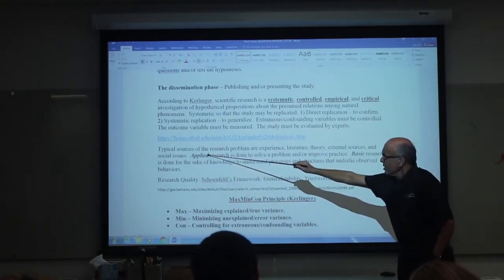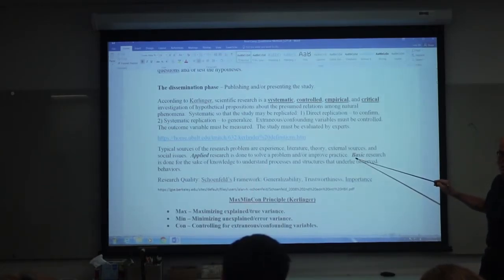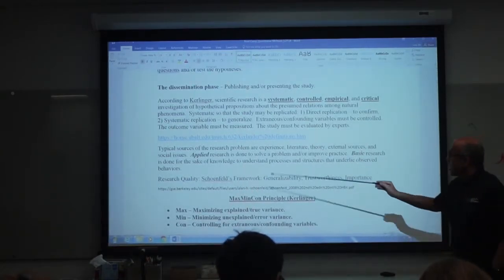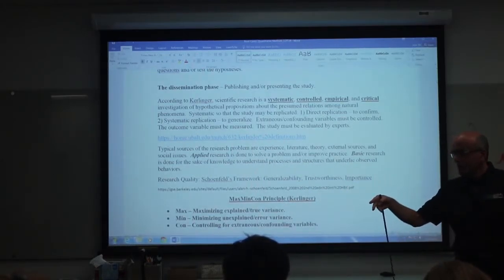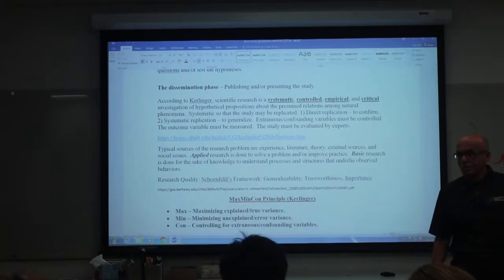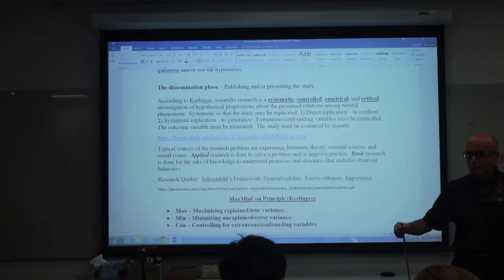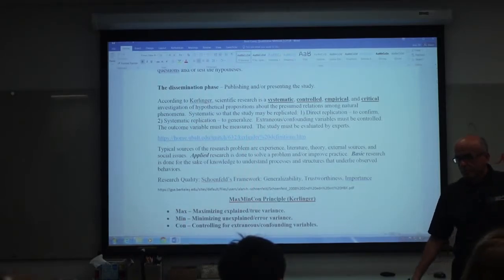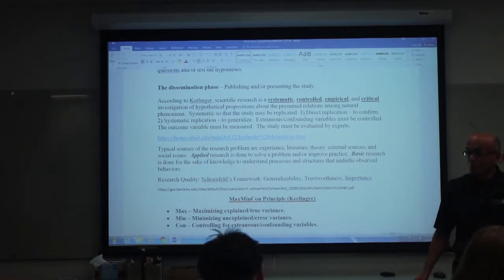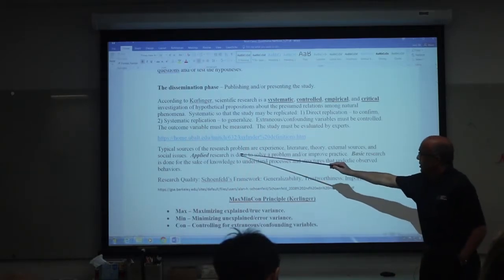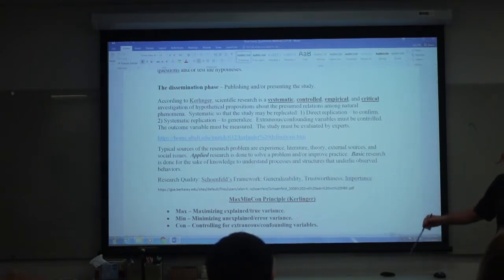The research is either applied or basic. Applied research, you do it to solve a problem. You identify a problem, then you do your research to solve the problem. Relapse from substance abuse, that's how you're going to prevent it, for example, or dropout from school. That is applied. Basic research, you do it for the sake of knowledge.